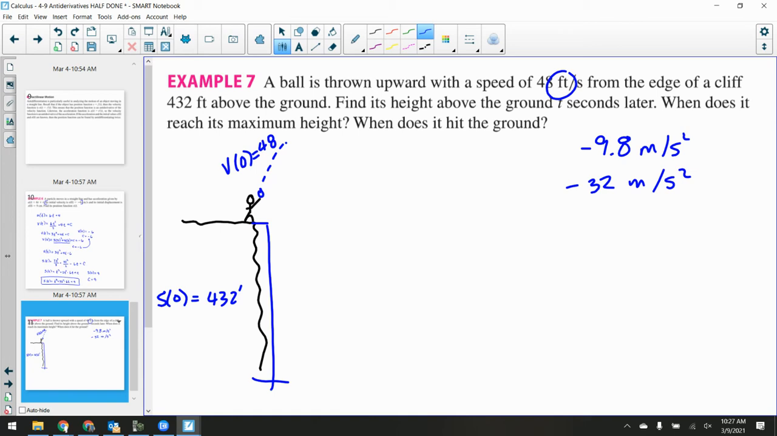Now, you know what's cool? That's the only acceleration working on that ball. Okay. That is the only acceleration working on that ball. Oh, I'm sorry, feet per second squared. I forgot to change the label.